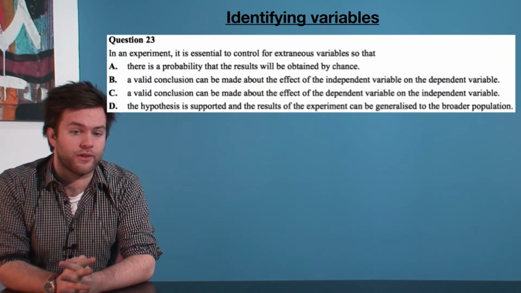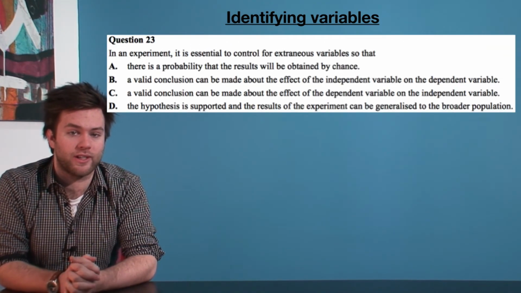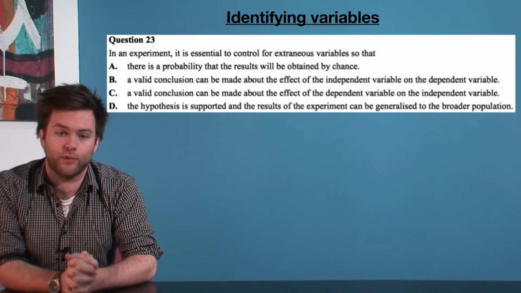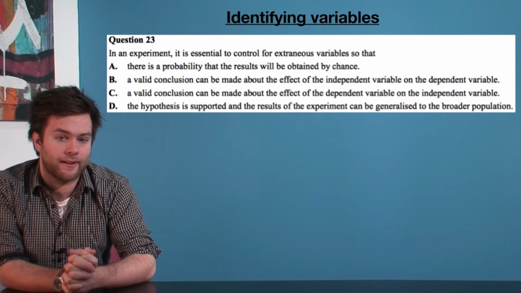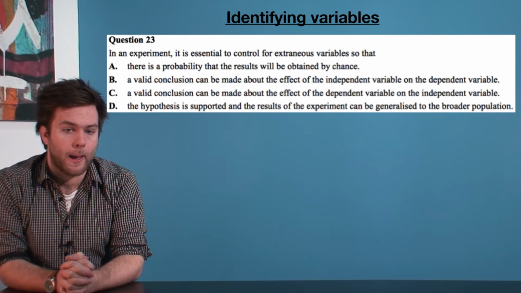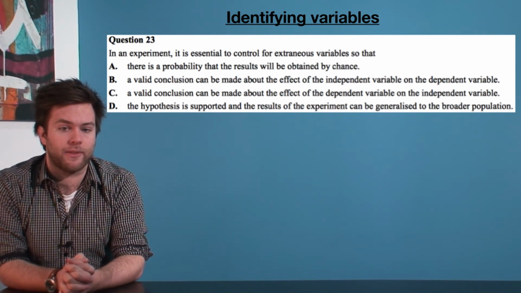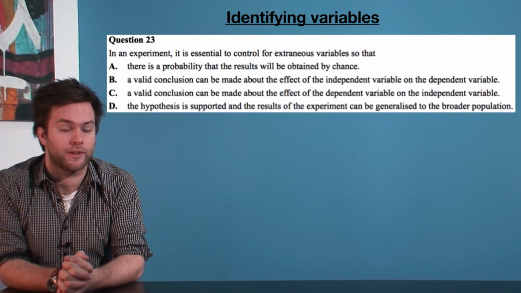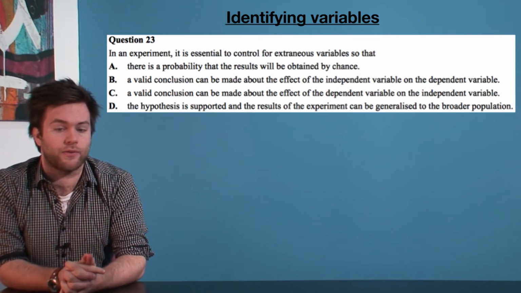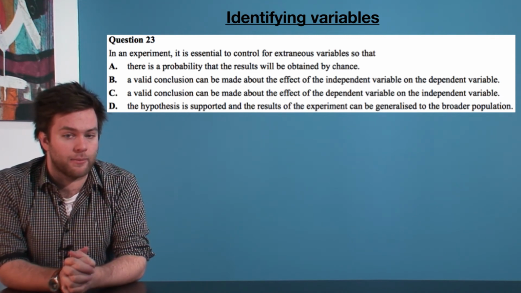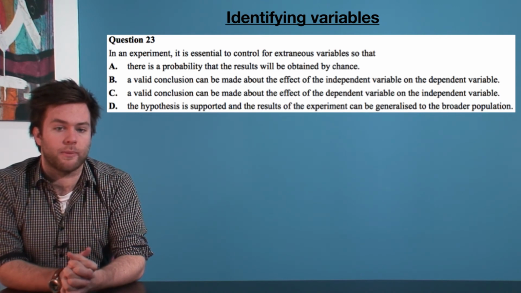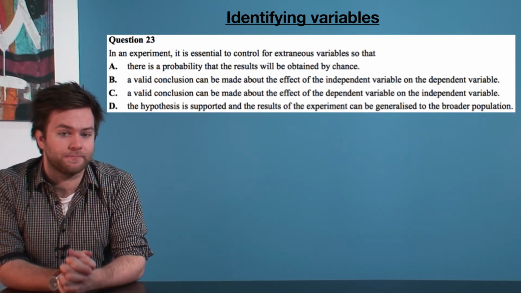Here is a question relevant to extraneous variables from the 2013 VCAA exam. In an experiment, it is essential to control for extraneous variables so that A. There is a probability that the results will be obtained by chance. B. A valid conclusion can be made about the effect of the independent variable on the dependent variable. C. A valid conclusion can be made about the effect of the dependent variable on the independent variable. Or D. The hypothesis is supported and the results for the experiment can be generalized to the broader population.